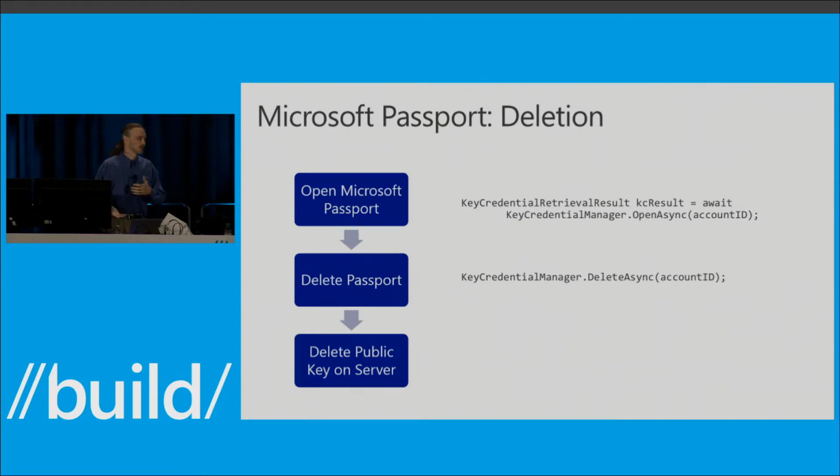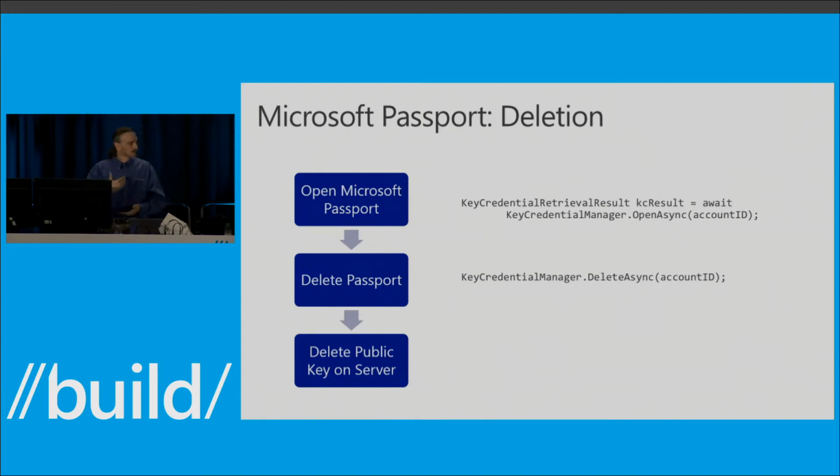What we do here is we open the key. You'll use retrieve public key like we did in the provisioning step. Then you'll hold on to that public key and call this simple API called delete async, passing in the same friendly account name or account ID string that you used when you did create and open. Then basically that will delete the key.